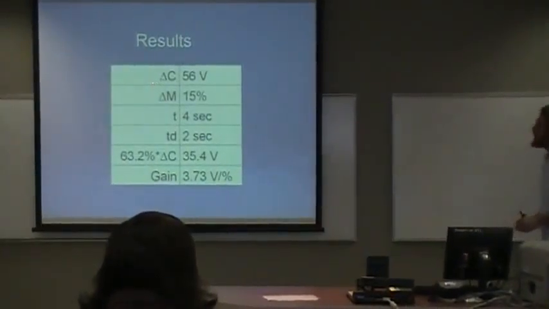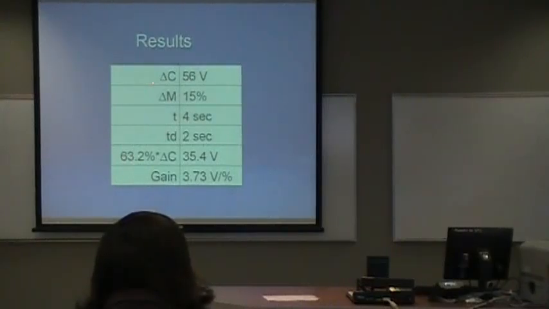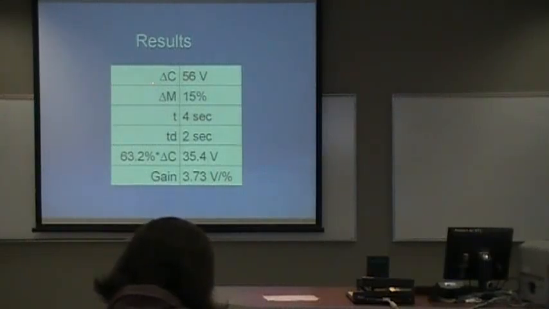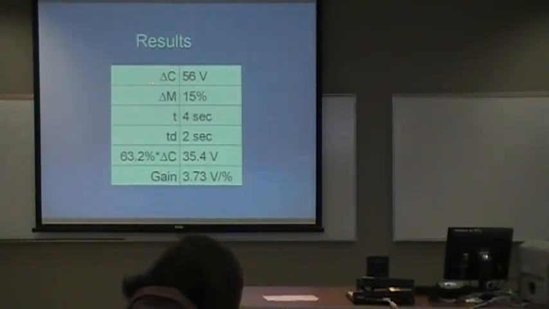Here's the results from that, where from an entire range from 65 to 80% motor speed, we had jumped 56 volts. It was a 15% increase in motor speed, with a time constant of 4 seconds, dead time of 2 seconds, and then a gain of 3.73.